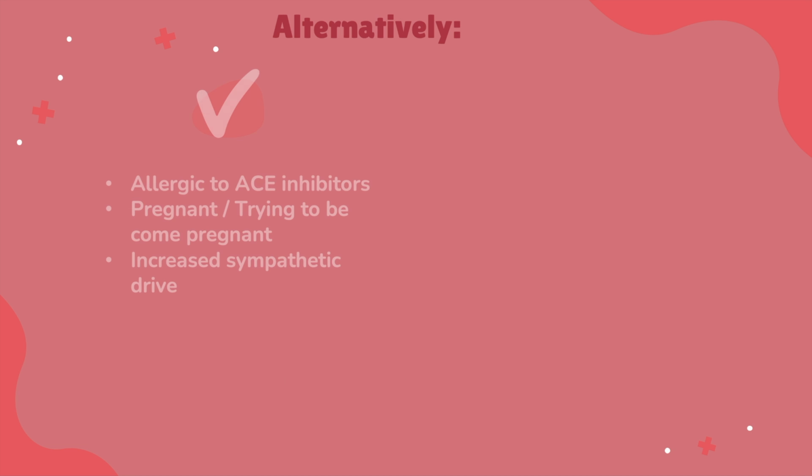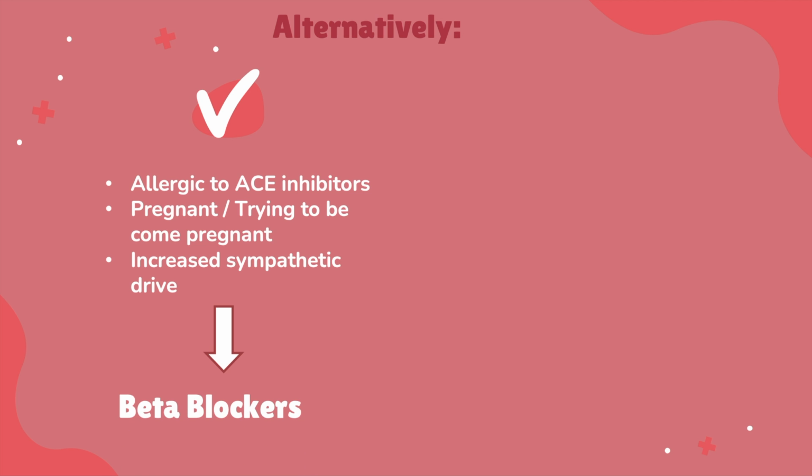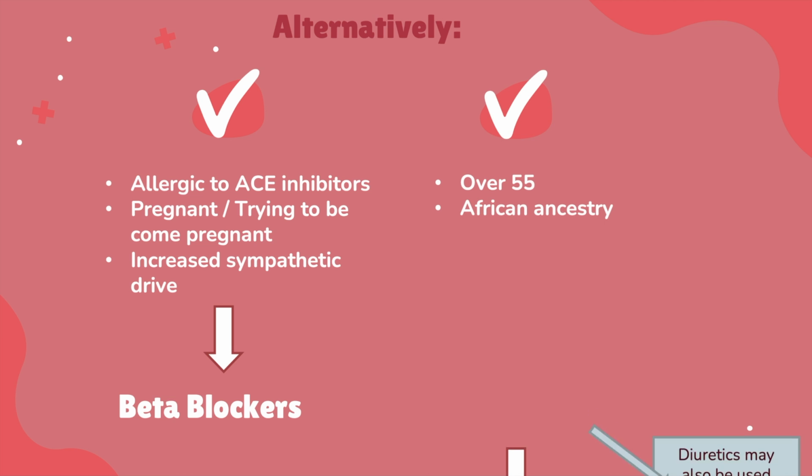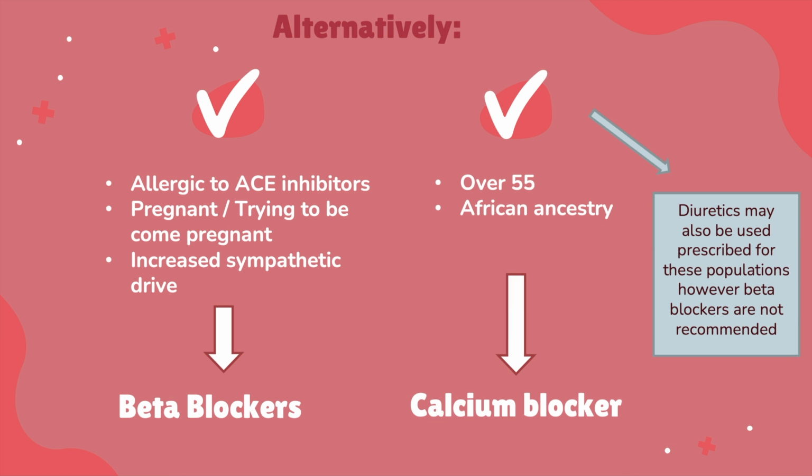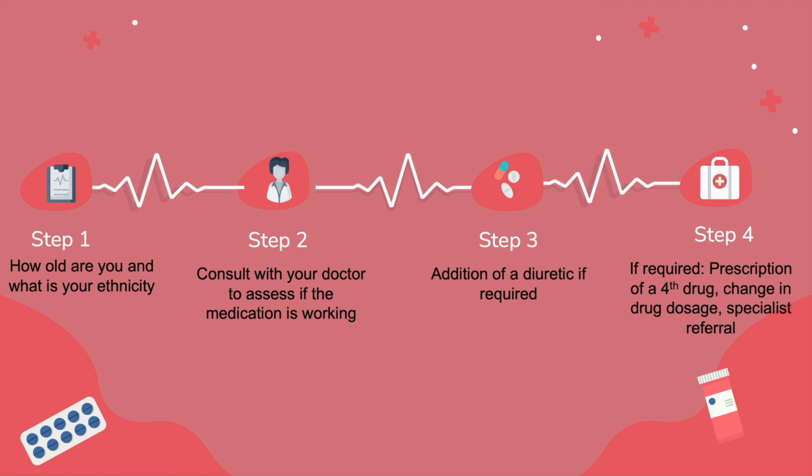But if you're allergic to ACE inhibitors, thinking about getting pregnant, or have increased sympathetic nervous system sensitivity, it is most likely you will be prescribed beta blockers. If you're over 55 or of African ancestry, you'll be prescribed a calcium channel blocker. Step 2. If your hypertension is resistant to medication, both ACE inhibitors and calcium channel blockers can be combined and dosages can be adjusted. Step 3.